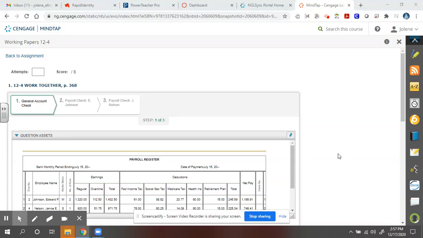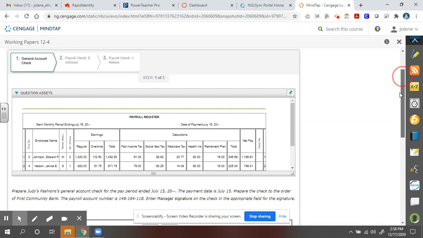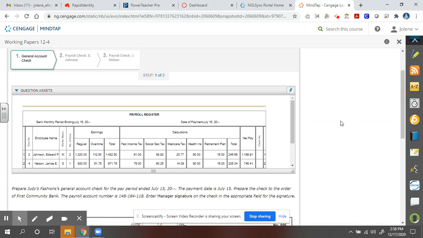Hello, Accounting 1. We are in 12-4, Work Together, and you see here at the top of the page, it's page 368. With this, we're going to be getting ready to give paychecks out to our employees. They already give us the payroll register, and the date's July 15th.